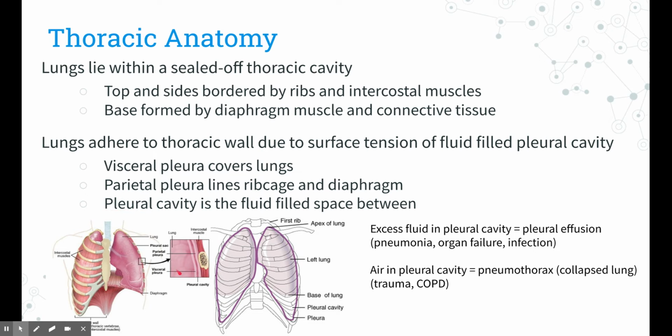So you can see here in this little tiny cutaway view, we have the visceral pleura right up against the surface of the lung, a space filled with fluid is a pleural cavity, and then the parietal pleura right up against the surface of the rib cage and intercostal muscles.